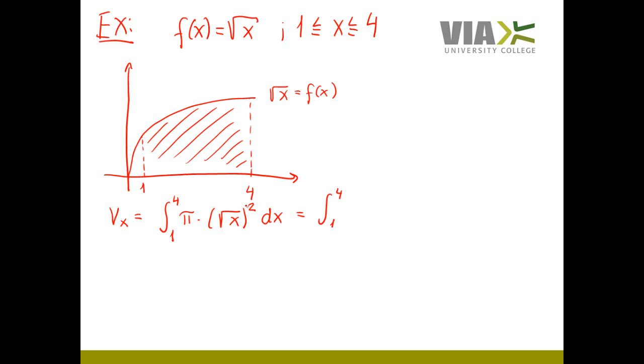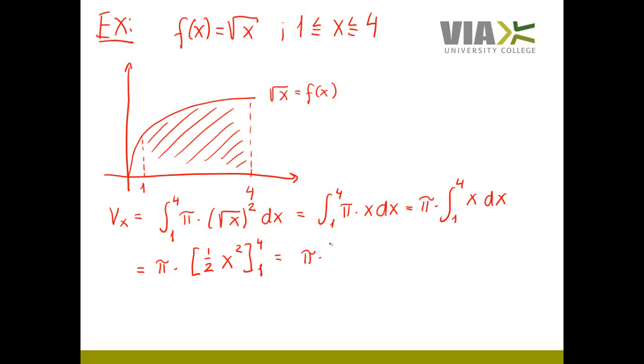The square root squared will eliminate each other, so what we have left is pi times x dx. Pi is just a constant. We can move it outside our integral sign, so what we'll have left is x dx, which we can integrate, so we get pi times a half x squared with the limits 4 and 1. So what does that give me?